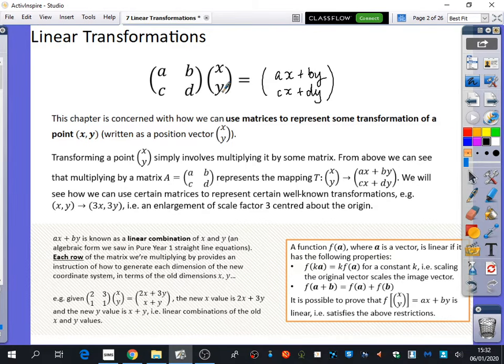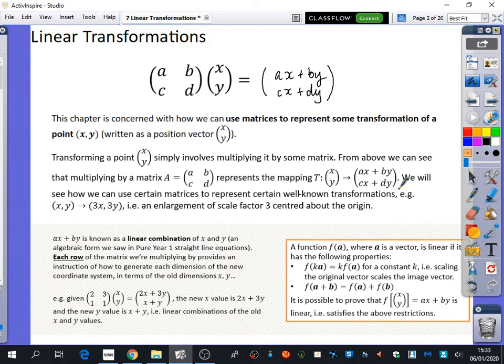So I've said here that the chapter is concerned with how we use matrices to represent some transformation of a point, and we write that coordinate as a vector. I think I've taught most of you guys vectors in the normal maths and how if you want to change it from a coordinate to a vector, we just put it in that vertical orientation. Transforming a point xy simply involves multiplying it by some matrix. From above, we can see that multiplying by a matrix A represents the mapping T, and then we put a colon here. We are mapping the coordinates xy to give you these new coordinates, or this new vector that we have.